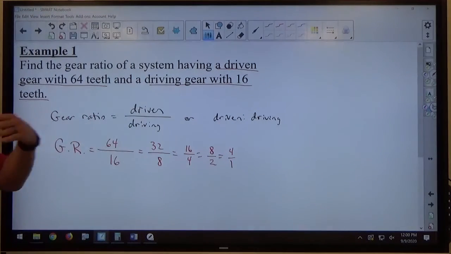So you can kind of step it down like that, or if you see the big number that goes into both, you can by all means do that. Take your pick. You always want ratios down to the lowest terms, though. You want to get down to that.